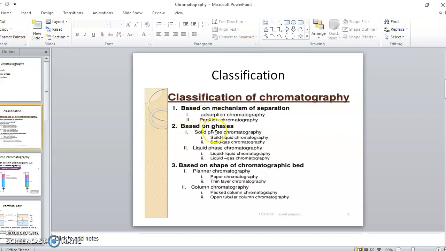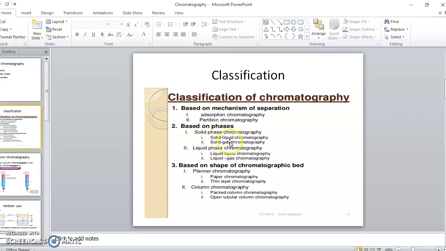Now next is based on phases. There are two phases called a stationary phase and a mobile phase. So we classify based on their physical state. The first one is called solid liquid chromatography. Solid liquid chromatography means here the mobile phase is a liquid while the stationary phase is a solid. So it is called solid liquid chromatography.